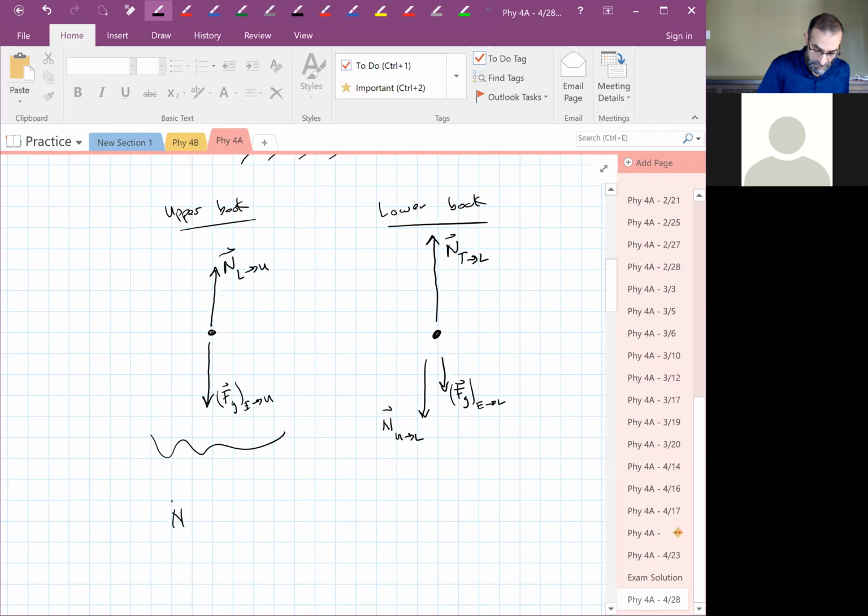So N_LU is equal to the opposite of F_G Earth on U. Equal in magnitude, opposite in direction. And then over here, it tells us that the normal force from the table on the lower book has to equal the sum of the other two, right?